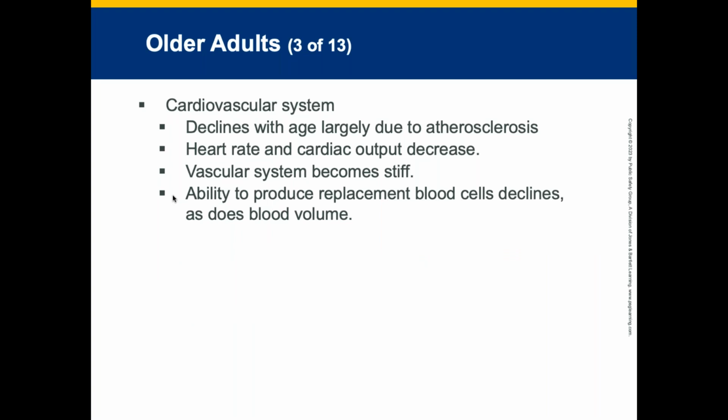The cardiovascular system: cardiac function declines with age, largely due to plaque buildup within the system. Heart rate and cardiac output start to decrease. Right, we start losing our ejection fractions, things start going down. Cardiac output can no longer meet the demands of the body as the older we get. So our vascular system becomes very stiff. Our diastolic blood pressure then increases with age. The heart must work harder. Blood flow to the organs is more reduced, and the ability to produce replacement blood cells starts to decline, as does the blood volume that you have. Along with that, bone marrow is replaced with fatty tissue.